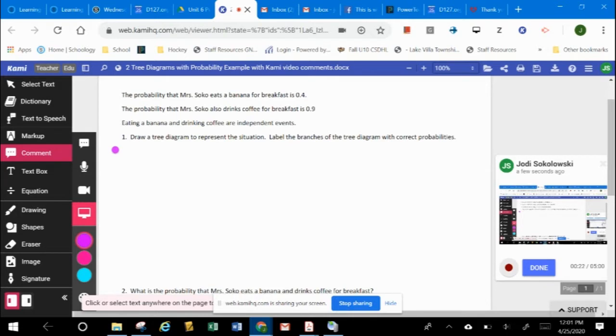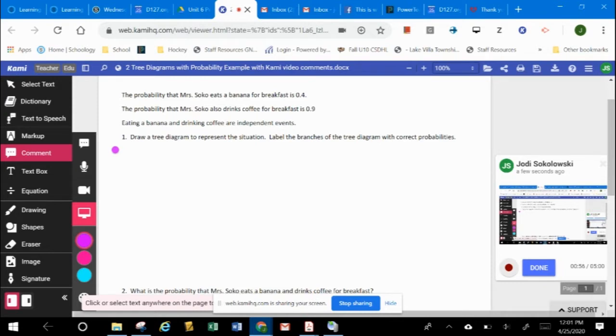All right. So anyways, this is a scenario about me eating breakfast. If you read it, it says the probability that Mrs. Soko eats a banana for breakfast is 0.4. That's the same thing as 40%. Except some of the stuff is written as decimals. 40% can also be written as 4 over 100, which obviously can be reduced. It can be written as a fraction too. So some of the examples you'll see will be written as fractions, some of them as decimals, and this one is a decimal.